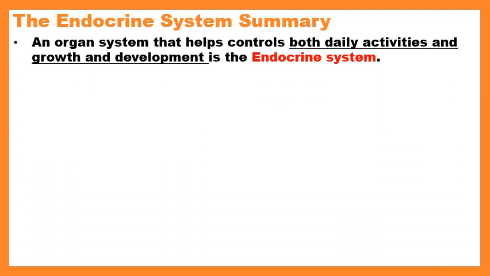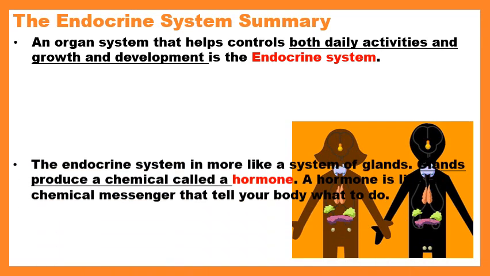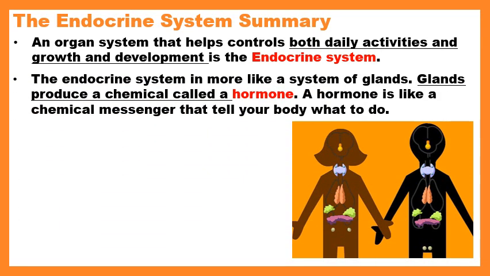So we're in a new system today, and an organ system that helps control both daily activities and growth and development is the endocrine system. So here's a picture of the endocrine system in females and males. And it's a system of glands. So glands are something in your body that produces something or secretes something. And what glands do is they produce a chemical called hormone.